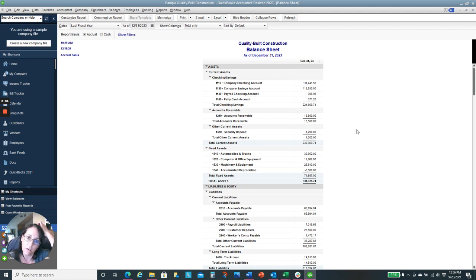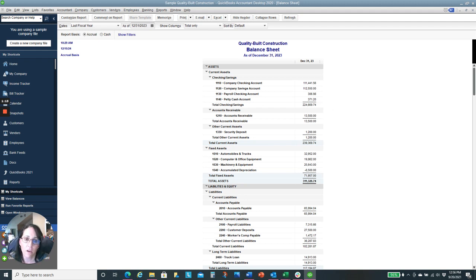On my screen, you can see that we're using Quality Built Construction, which is the company we've been working on. This is a sample of a construction company, and this particular company's current assets are as follows. You can see that they have different checking accounts: a main checking, a savings, a checking for their payroll, and petty cash. Although petty cash isn't held in a bank, it's still cash, so it's held as a checking account type of asset account.